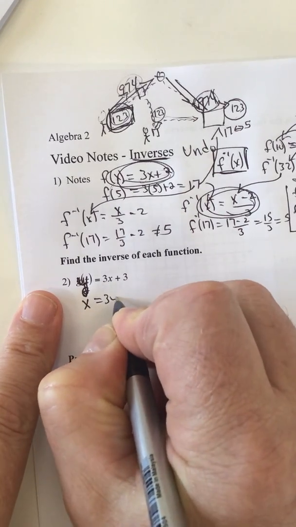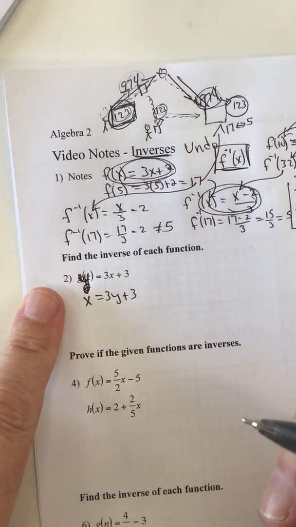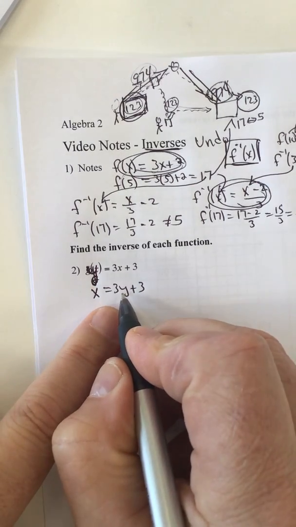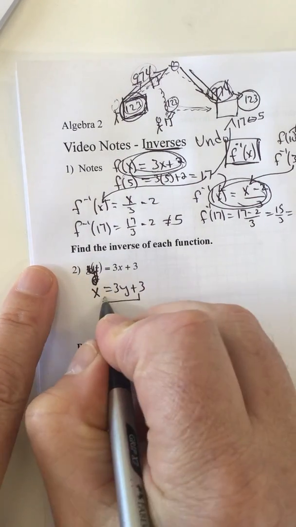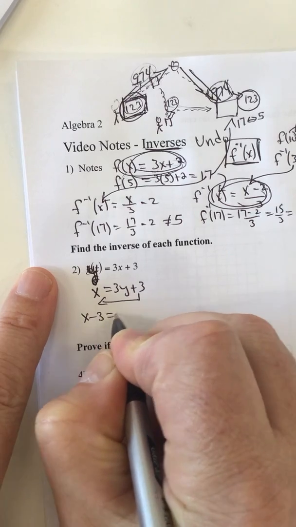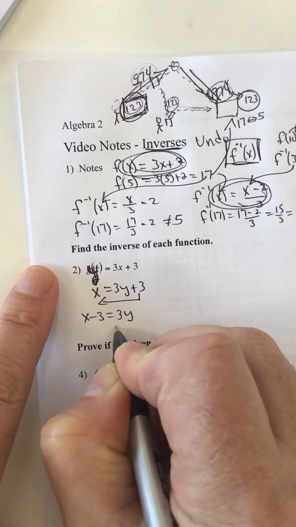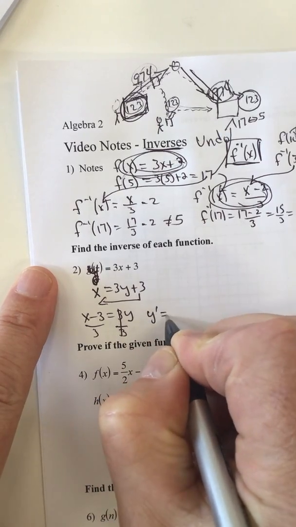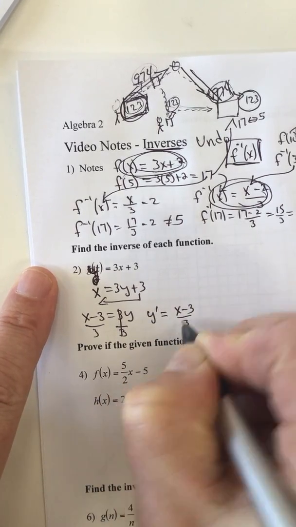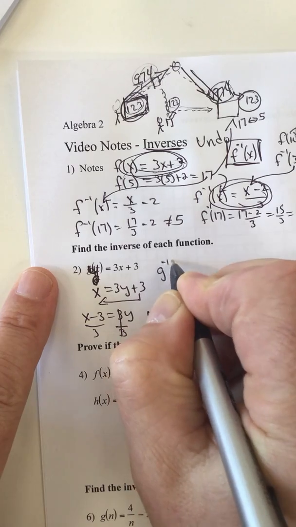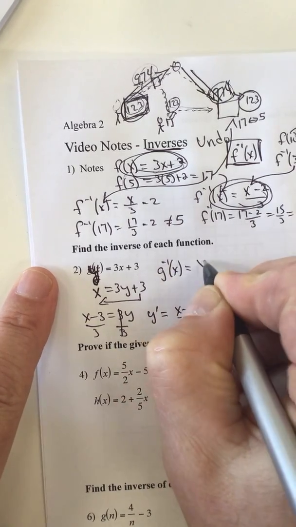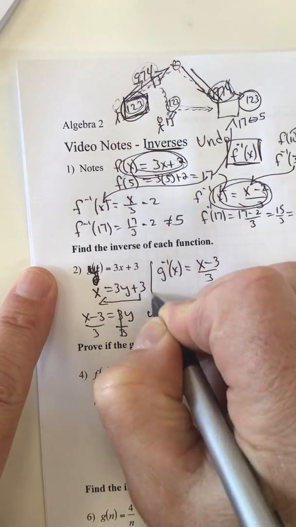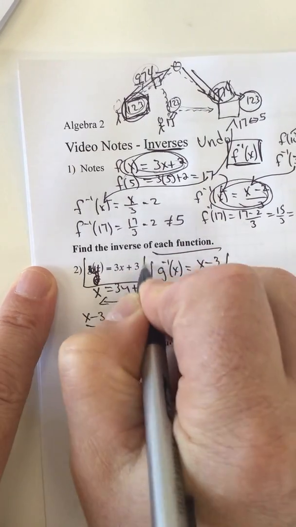X equals 3y plus 3. And then resolve it for y. So we get another y equals. So I'll move the 3 to the other side and divide off the 3. So our new inverse is x minus 3 over 3. So I'm going to put it in that notation. g inverse is x minus 3 over 3. That's the inverse of that g.